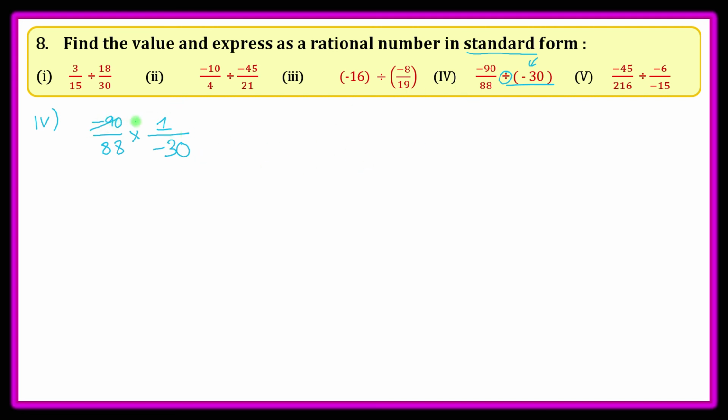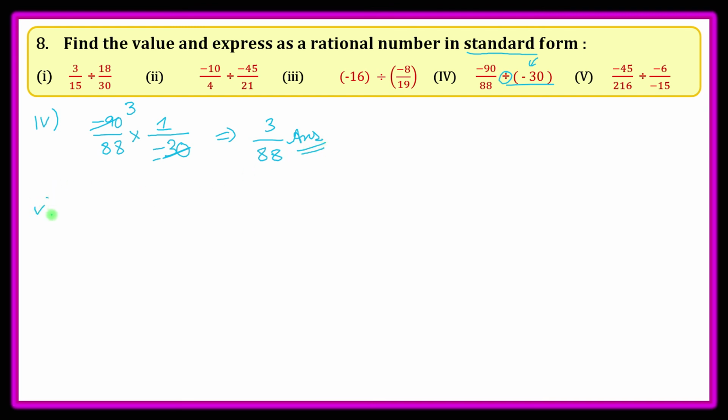So now cancel out the minus 30 and minus 90. Minus 30 into 3 is minus 90. So the answer would be just equal to 3 upon 88. And this is just the answer. And this is in the lowest form. It cannot be simplified further.